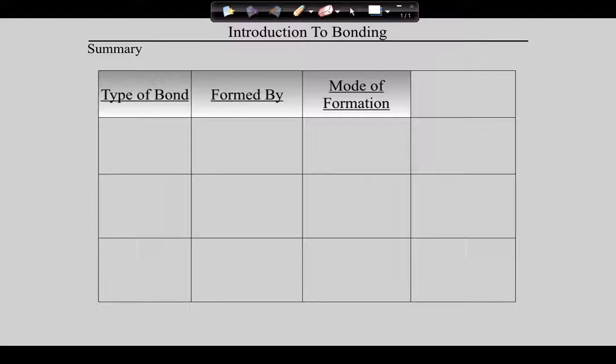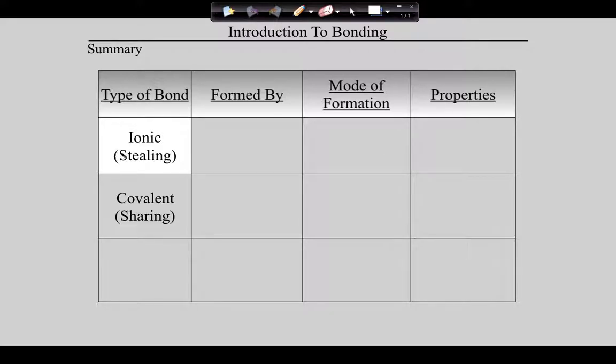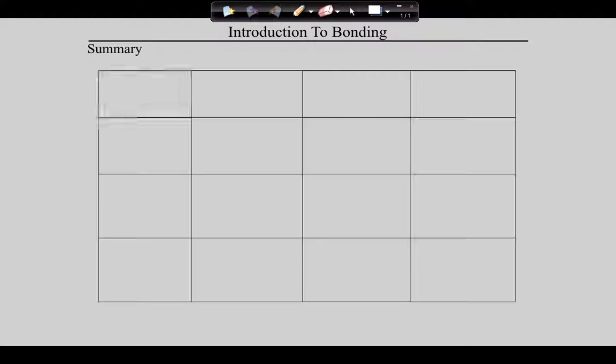Okay, so guys, this is what we're going to do. We are going to talk about the types of bonds, what atom pairs form them, how they form, and then what those substances are like. And then, of course, we've got ionic, covalent, and metallic.